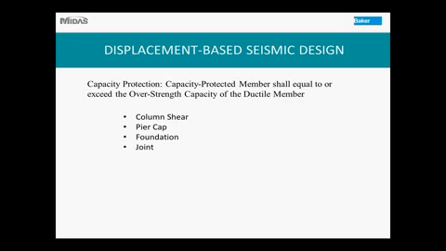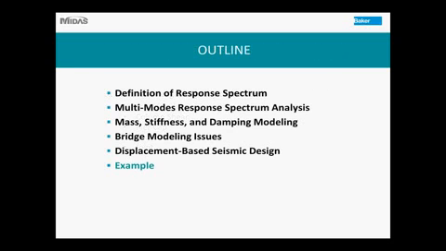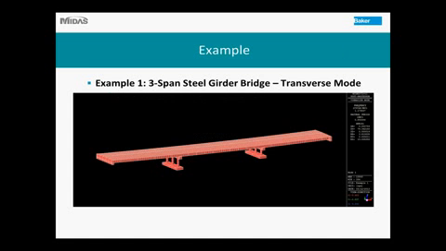Those capacity protected members include column shear. You need to make sure your column shear capacity exceeds the overstrength capacity of the flexural strength of your column. Pier cap, foundation, and joint: all those are capacity protected members you need to design to equal or exceed the overstrength capacity of the ductile members. Let's see some examples here. I'm out of time, so I'm going to go quickly.